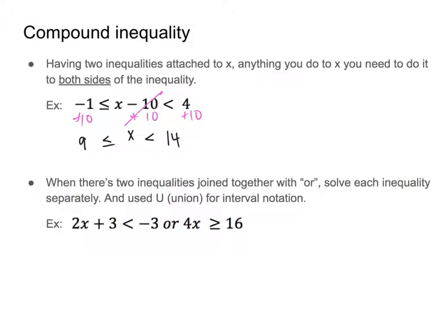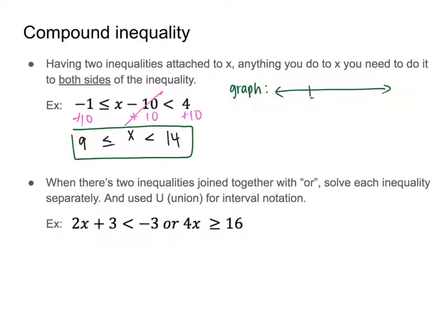I know it doesn't ask, but let's practice graphing this inequality and also writing it as interval notation, so that you get more practice. If we were to graph it, we have two numbers here, 9 and 14. We need a closed circle on 9 because there's an equal sign for that, and then an open circle on the 14. Because x is between 9 and 14, I need to shade the middle part between 9 and 14, because that's where x is located.